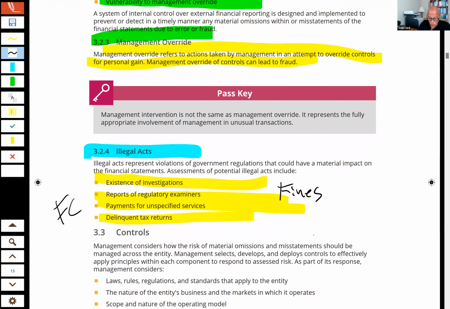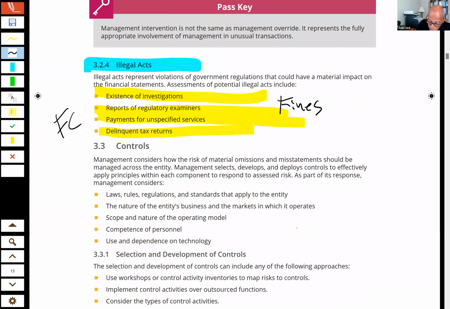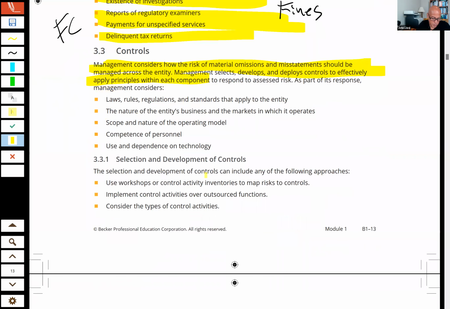Okay, good. Now you come over and management considers how the risk of material omissions and misstatements could be managed across the entity, and management selects, develops, and deploys controls to effectively apply principles within each component. We've seen that a number of times now, the components, and then we consider the principles. So we're really just repeating ourselves there. Now take a look at selection and development of controls. The selection and development of controls can include any of the following approaches. So we're talking about the actual control activities now.